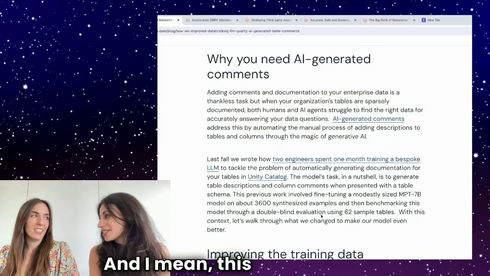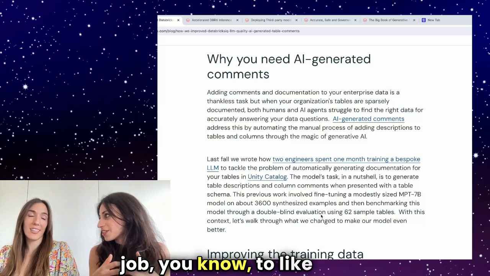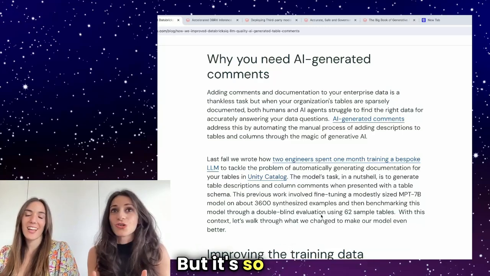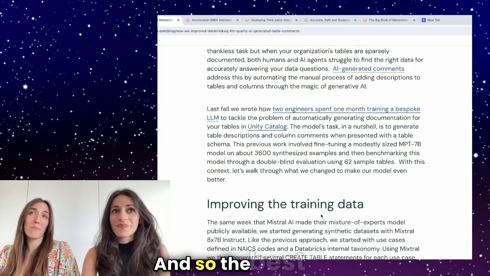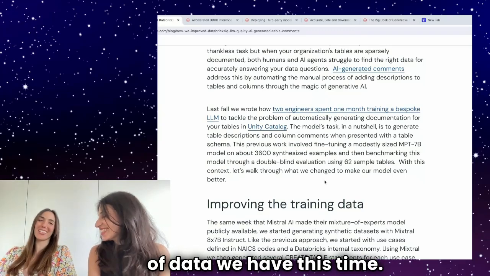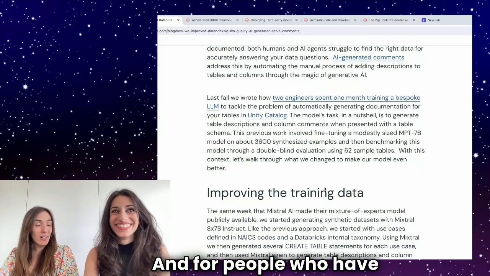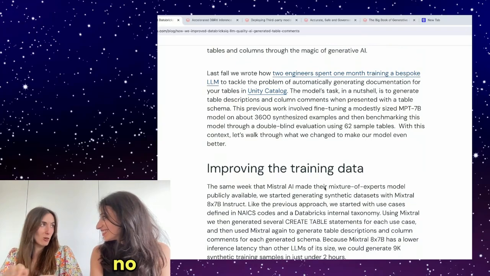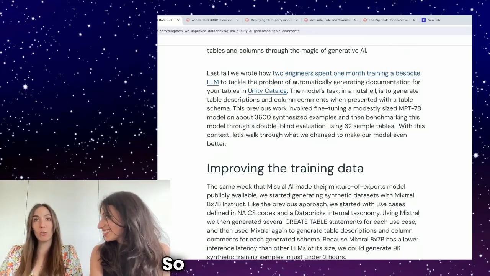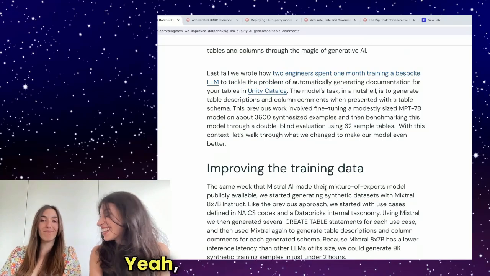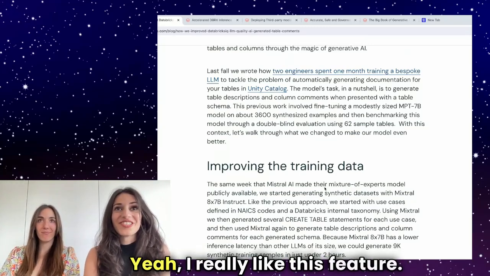And this is a very thankless job to write, but it's so crucial in order to facilitate data discovery. So one of the best features of Databricks at this point, exactly. Honestly. And for people who have so many tables with no metadata, who is going to start going through them and writing descriptions for columns and tables, right? Exactly. So it does that for you mainly. Yeah, I really like this feature.